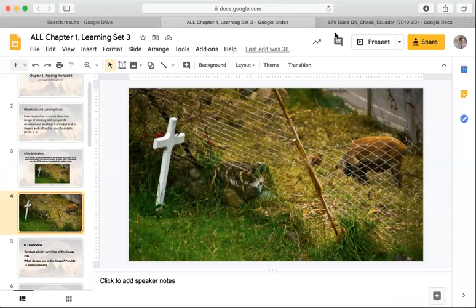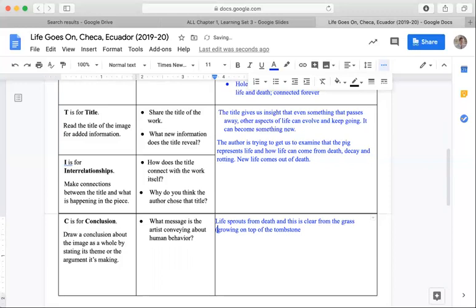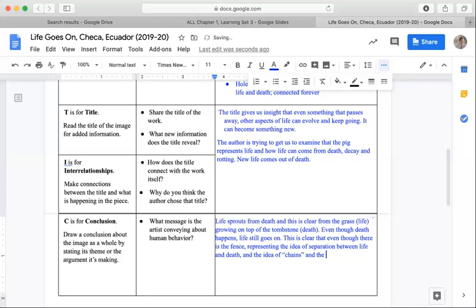So we could say that the grass is a representation of life, and the tombstone is a representation of death. So you can go even further to explain what they're trying to say with, even though death happens, life still goes on. This is clear. But even though there is a fence representing the idea of separation between life and death, and the idea of chains and the hole in the fence representing the segue from one to the other.